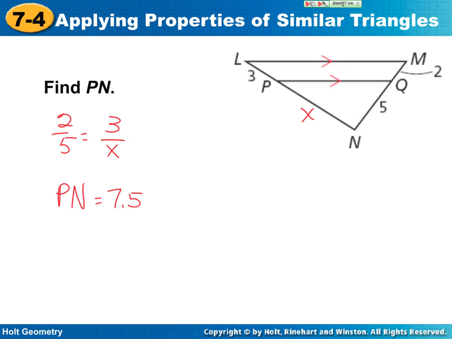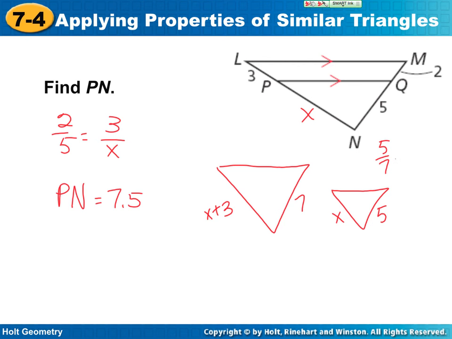Could you do this problem using the triangles? You could. Let me just have you do a little comparison. If we did the triangles, we would have 5 and 7. We would have x and x plus 3. Right? So then you could do 5 over 7 equals x over x plus 3 and cross multiply. If you solve that correctly, you'll still get 7.5. But I think the one that we set up following our new theorem is simpler to solve, but it could be done either way.